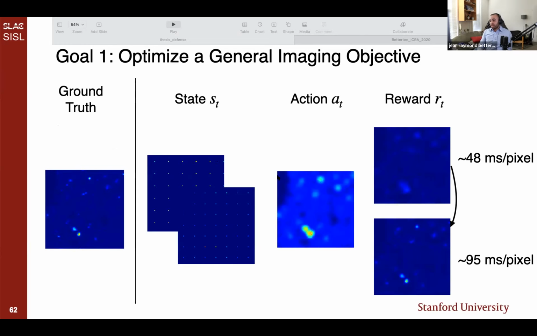And then the action will be a trajectory. Now here I represent the trajectory as an image. I'll explain more about this, but for now, the intensity of this image is just a reflection of how much time we want to spend at that corresponding location. This isn't exactly what we get to execute, but this is a starting point. And then lastly, our reward is going to be the marginal improvement in the image after taking this measurement minus the time cost. So here, if you compare the prediction to the ground truth, we've gotten much better image quality, but we've doubled the amount of time that we spent.